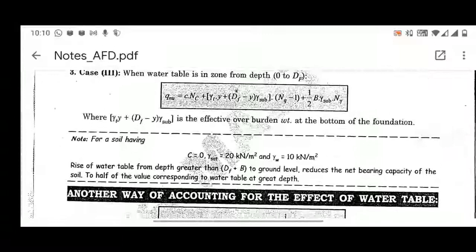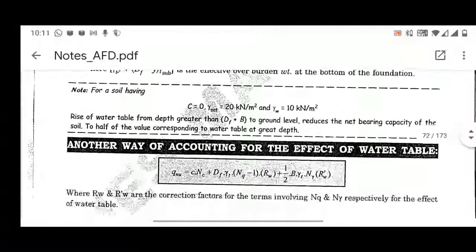So I have told you in the different terms how the water table modification is done for the various cases. Most of the time they will ask you a question in this way: suppose there is a groundwater table at a depth greater than Df plus B, what will happen if this water table rises to the surface? The answer will be that the bearing capacity will be half of whatever we have.